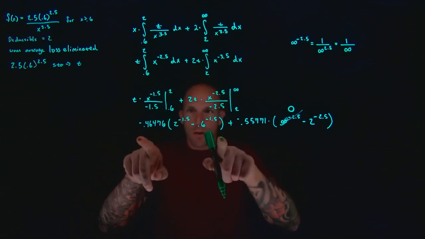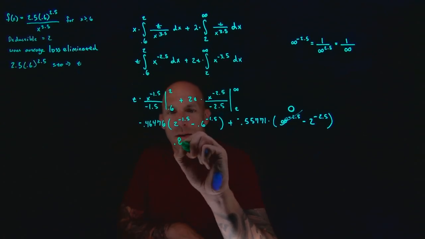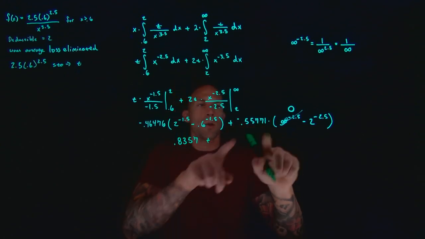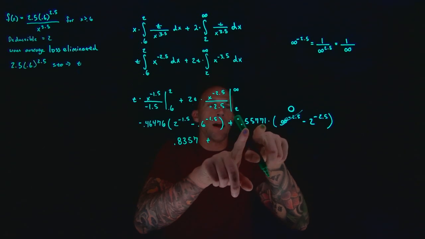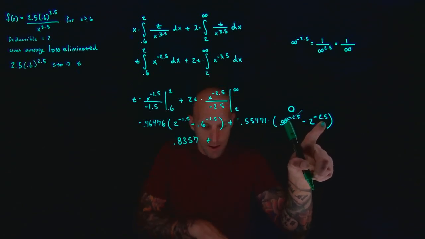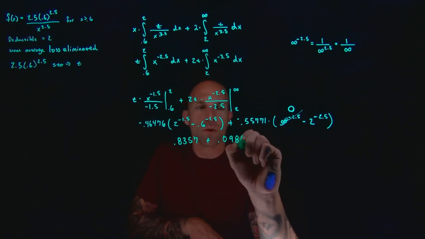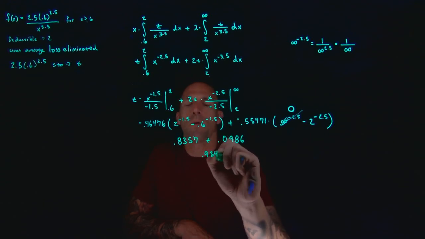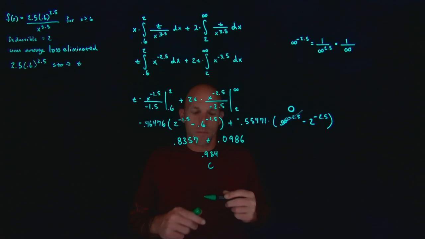So we go to the calculator and we evaluate this first piece to get 0.8357 plus, we evaluate this piece, just multiplying negative 0.55771 times negative 2 to the negative 2.5, and we get 0.0986. Add those together for 0.934, which is closest to answer choice C.